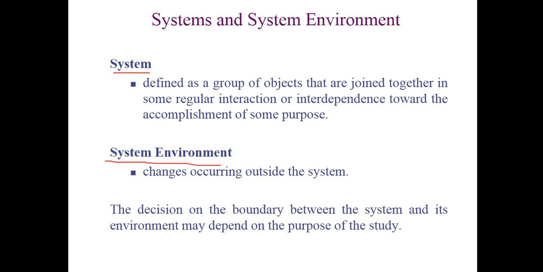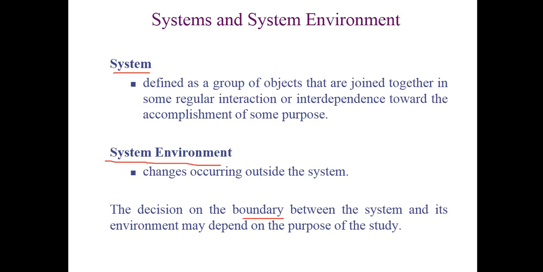So now what is the system environment? Changes occurring outside the system. System environment means this is not only outside, but sometimes it can also be inside the system. The decision on the boundary between the system and its environment may depend on the purpose of the study. That means what should be the boundary of a system, what is the inside component and what is the outside component, actually depends on what our purpose of the study is.